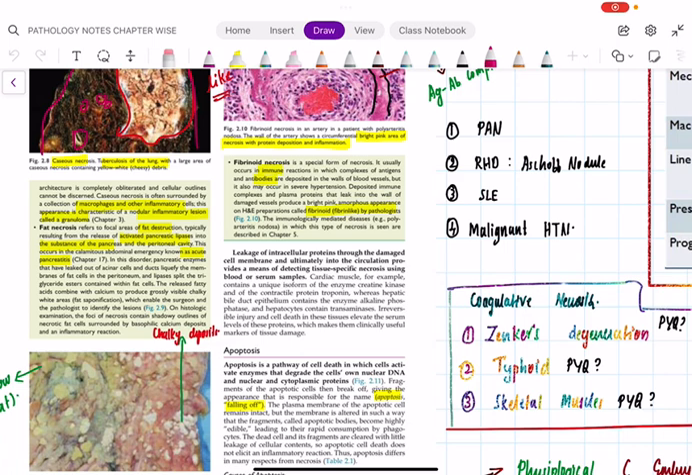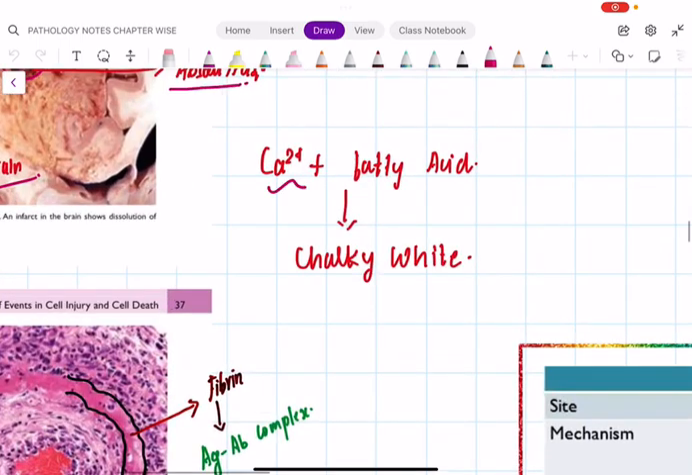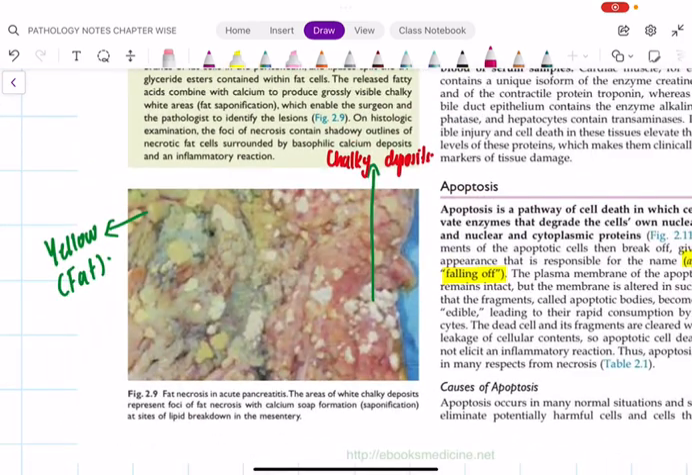As a result of this, the fat cells will be released, and these will either form triglyceride esters or sometimes bind with calcium to form a chalky white appearance. See here, appreciate this picture. This is yellow, that is fat. Here you can see a chalky, somewhat white deposit. The fat which is released as a result of damage binds with calcium to form this white chalky deposit, fat necrosis.